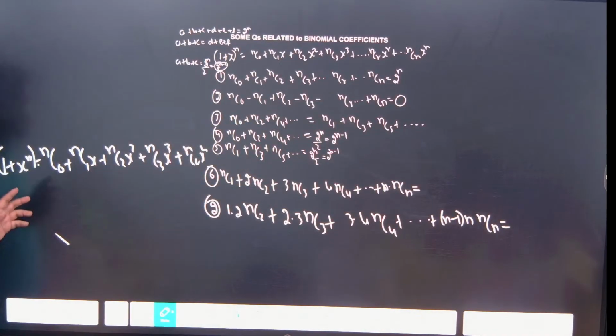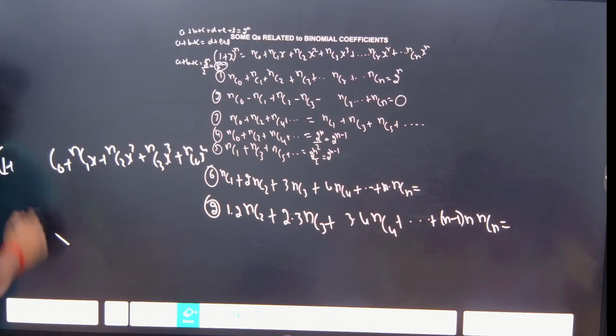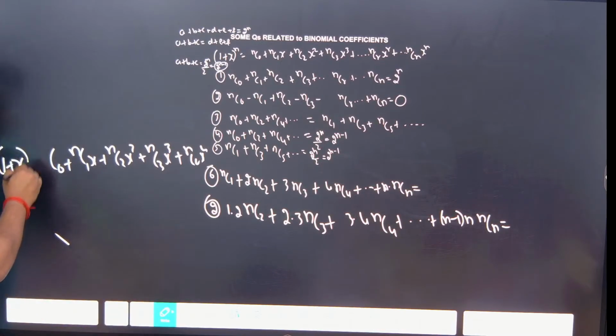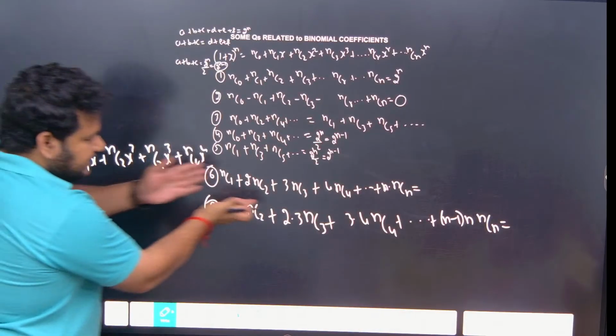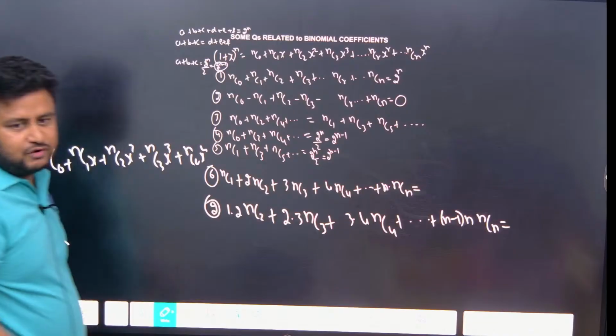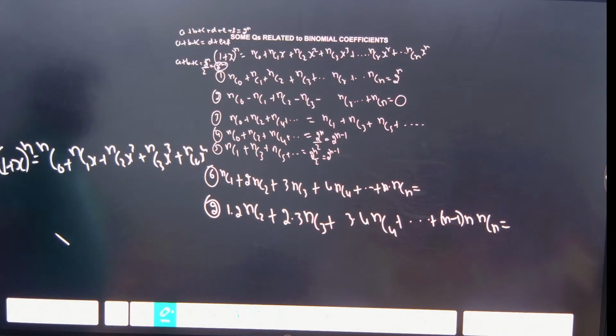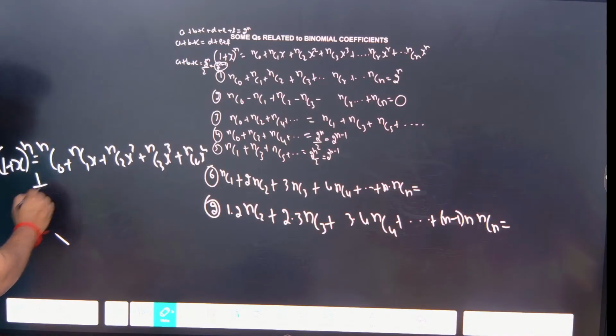Correct? So, what we can do here? (1 plus x) to the power of n is given like this, with NC naught. So, from this only we can get this formula. How to get it? Just think what we can do. You cannot put the value of x equal to 1 here. What you do is, for both the sides, differentiate on both sides.